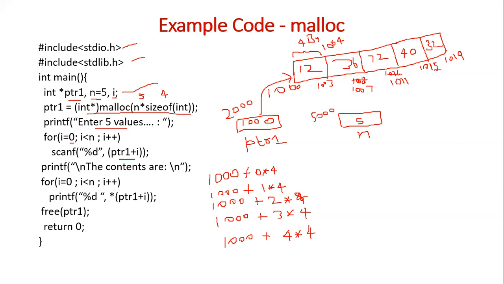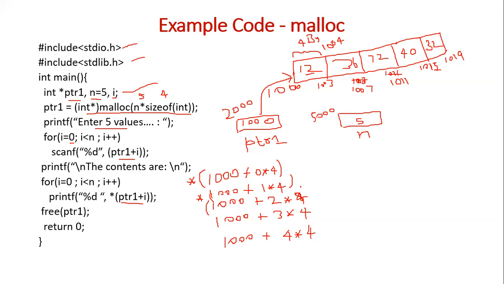Now, say we want to display that. Again you use a for loop: for i is equal to 0, i less than n, i plus plus, printf percentage d, ptr1 plus i. Before that, use star. That's all. Initially, i is 0. So when i is 0, it is nothing but this. So ptr is this. Star ptr is what? Value at this. Value at 1000 is 12. We'll display it. Then in the next round, i is 1. So 1000 plus 1 into 4 is 1004. So star ptr is value at 1004. What's the value? 36. We will display.